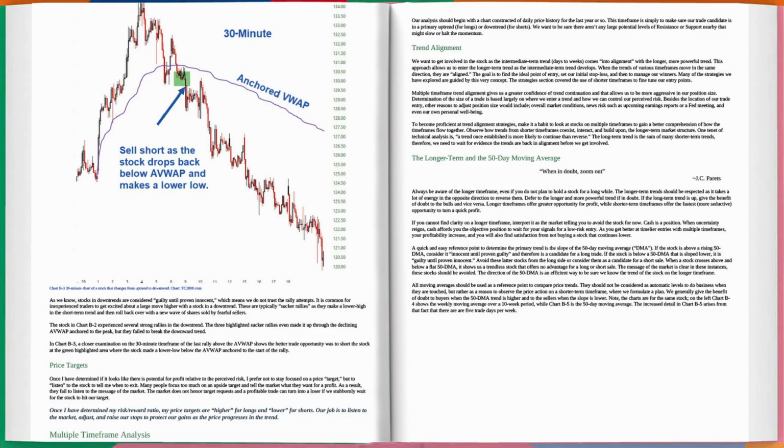Trend alignment. We want to get involved in the stock as the intermediate term trend, days to weeks, comes into alignment with the longer, more powerful trend. This approach allows us to enter the longer term trend as the intermediate term trend develops. When the trends of various time frames move in the same direction, they are aligned. The goal is to find the ideal point of entry, set our initial stop loss, and then to manage our winners.